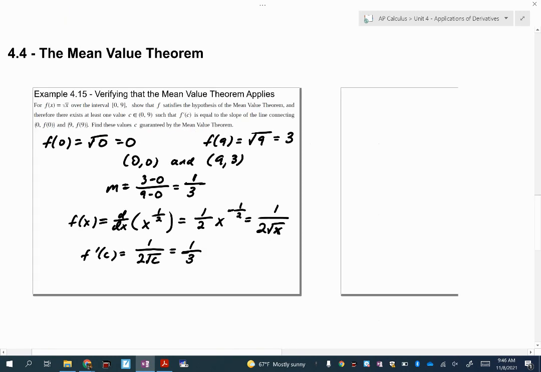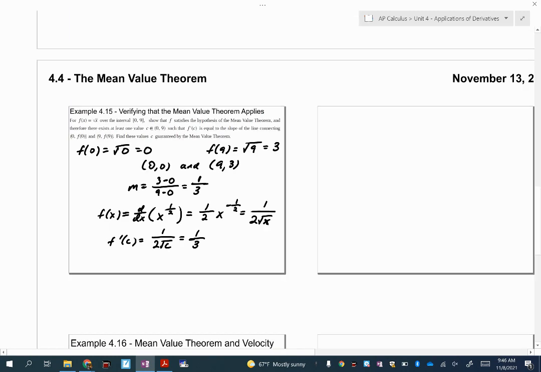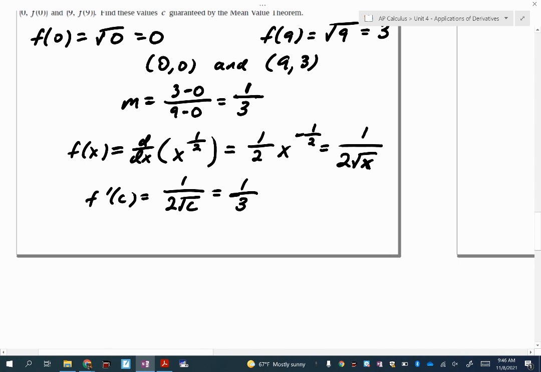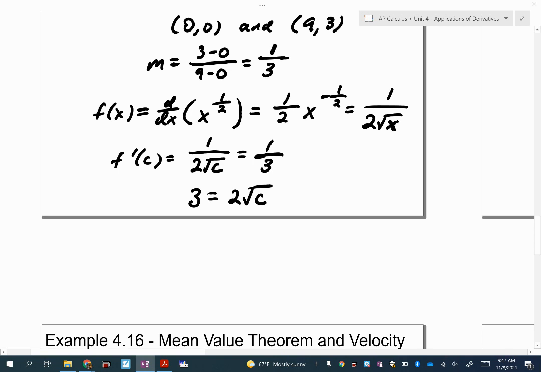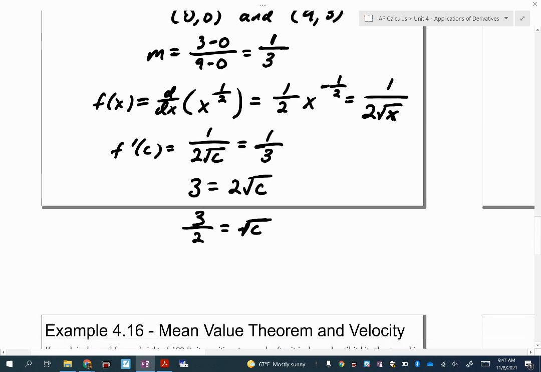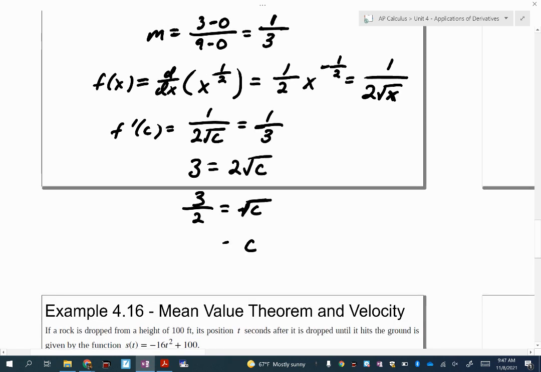So I'm going to use this slide over here. No, not yet. I'm going to use that slide to do something else. But I'm going to solve this algebraically. So if I do my cross products, because we have a proportion here, 3 times 1 is 3, and this is 2 times the square root of c. Divide over the 2, you get 3/2 equals the square root of c. I don't want the square root of c, though. I want c. So squaring everything gives us 9/4. Okay, so here is our value for c.